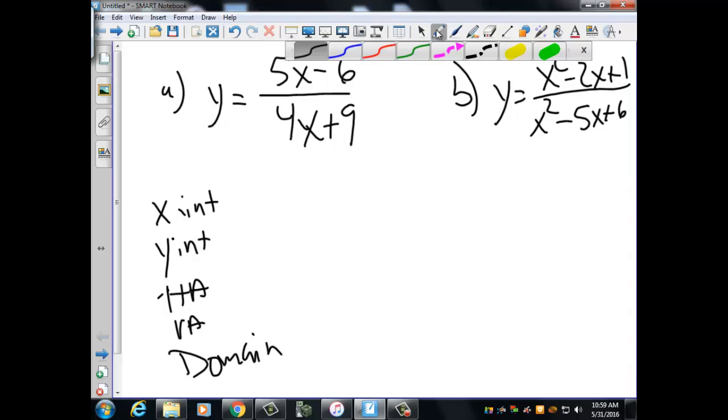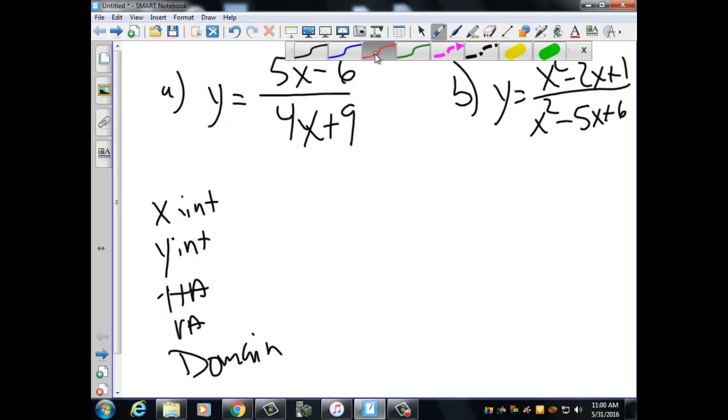So we have two rational expressions. Rational meaning there's a fraction. And we have to find the x-intercept and the y-intercept, the horizontal asymptote, the vertical asymptote, the domain. So how do you find them? We'll start with the x-intercept.